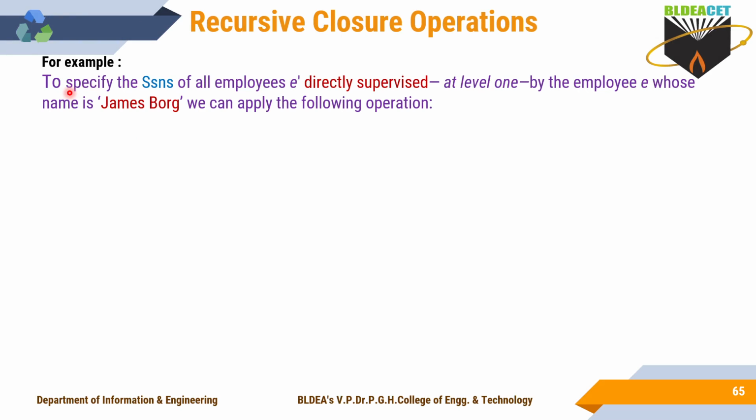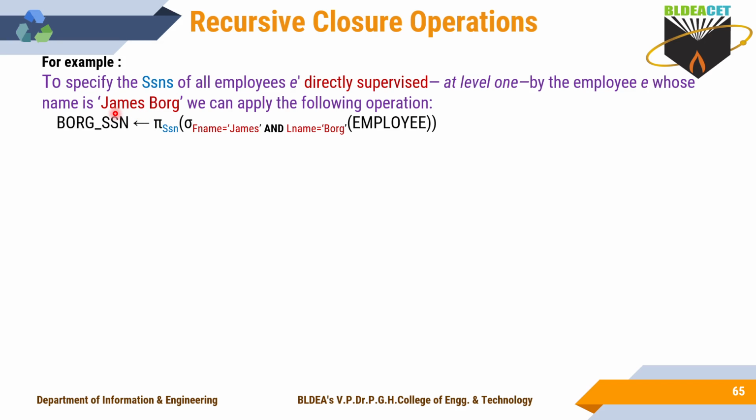Let's see one example. Now this is one query. I want to retrieve the SSN of all employees who are directly supervised by the employee whose name is James Bird. So now what is the condition, as I told earlier? If a query is there, first you have to concentrate on the condition. What is the condition here? They gave the name of the employee.